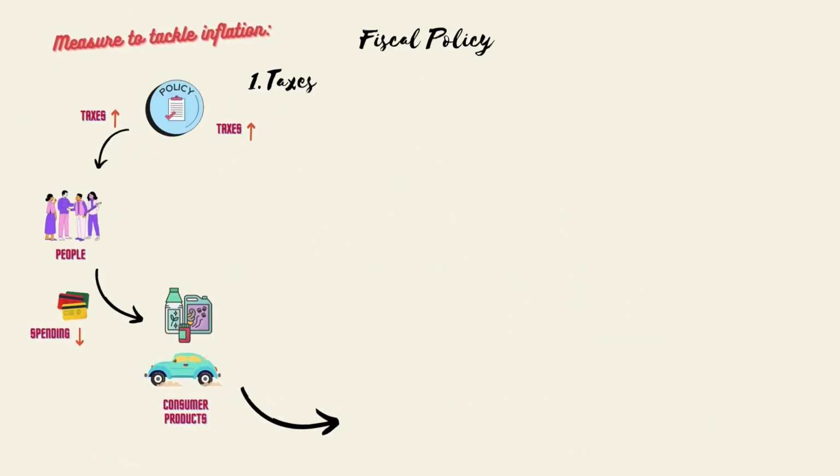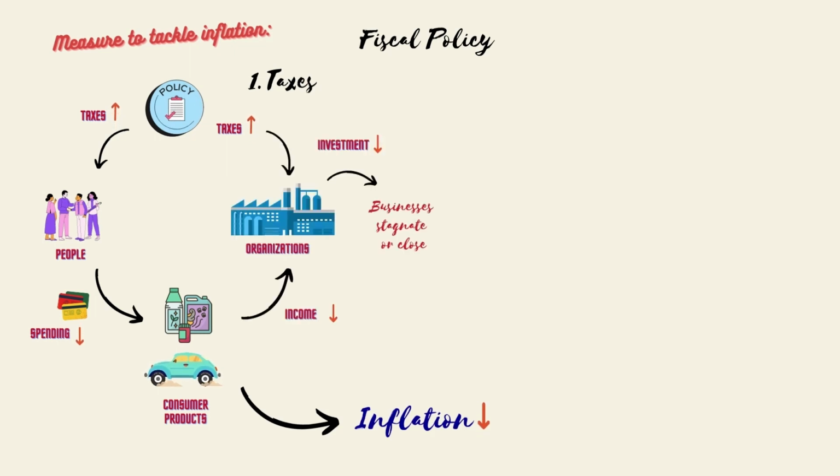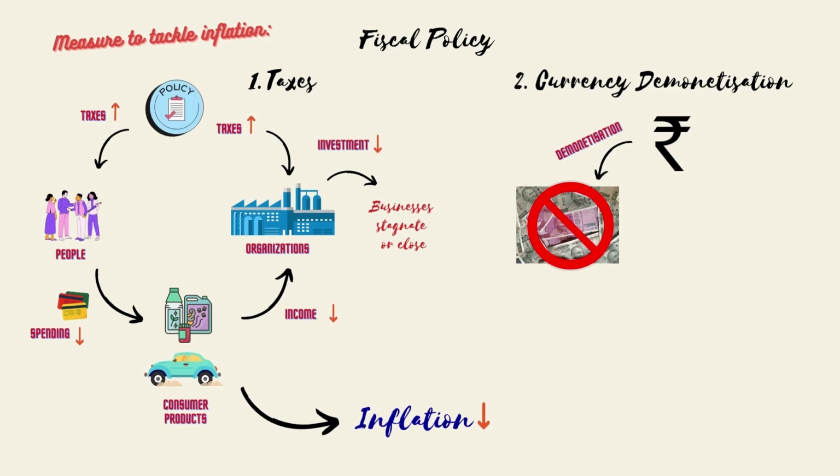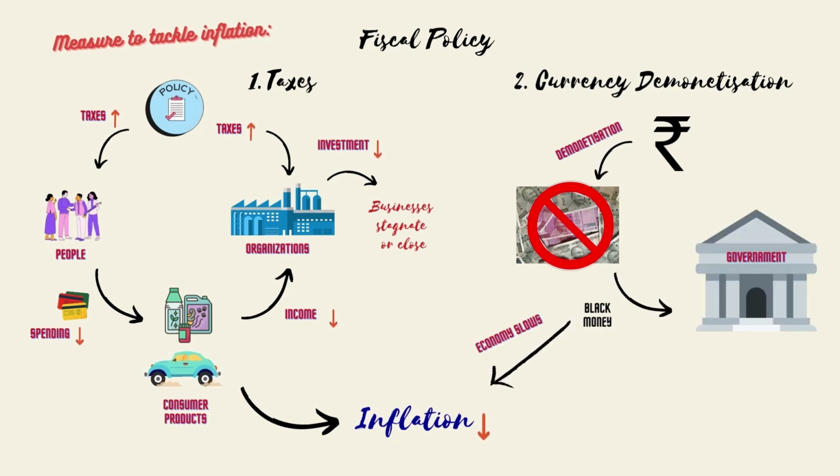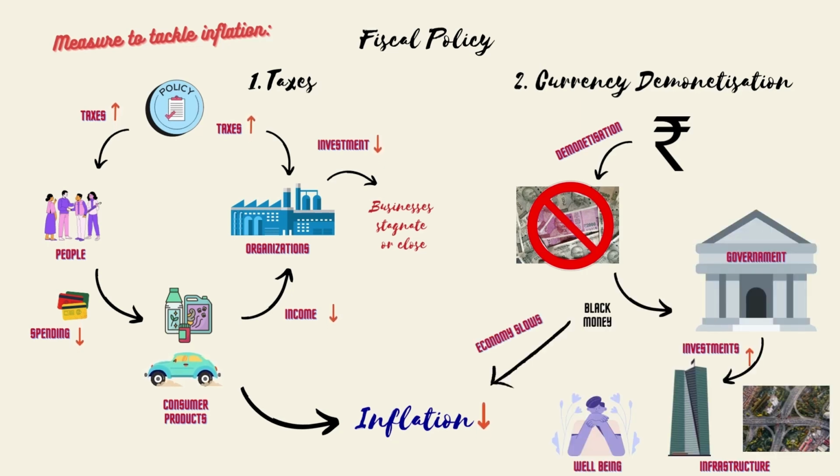Fiscal policy. A higher rate of income tax could reduce spending, demand, and inflationary pressures. Currency demonetization, demonetize higher denomination currencies. Such a step is typically taken when the country has a surplus of black currency.